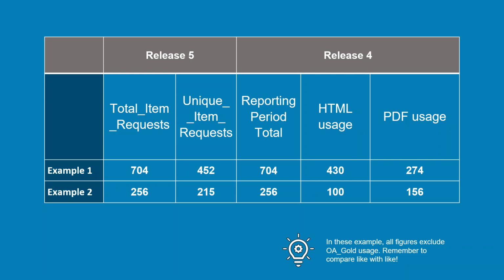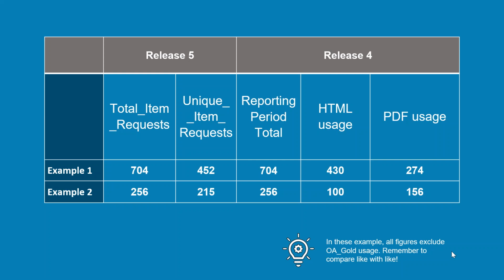For the second example, we have 256 total item requests, and for the unique item requests, it's 215. In release 4, the reporting period total was still 256, but that was split down into HTML usage 100 and PDF usage 156.